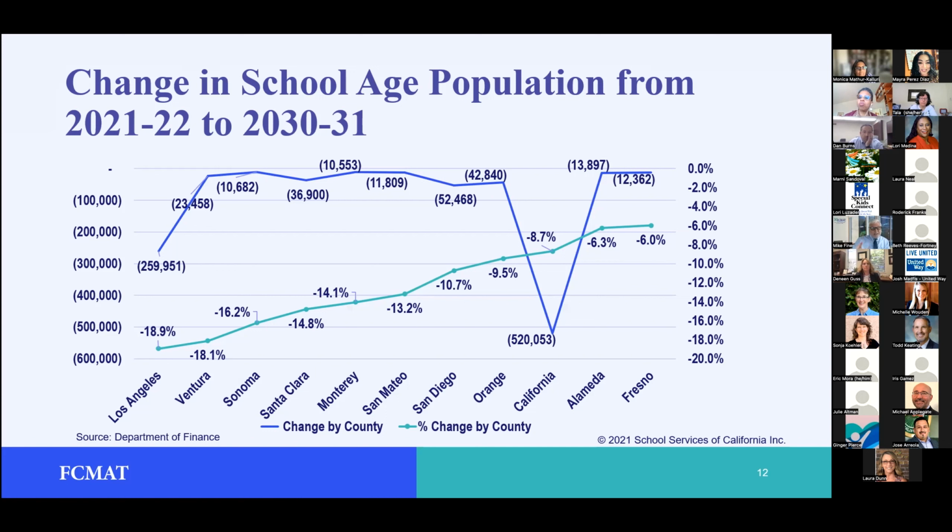There are actually 19 counties out of 58 that are forecasted to have a higher percentage loss in enrollment than the state as a whole on average.